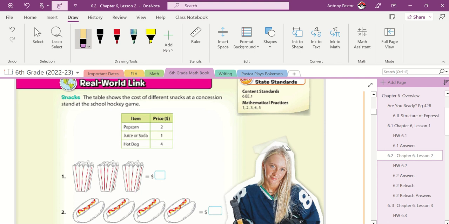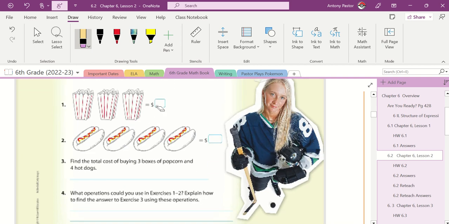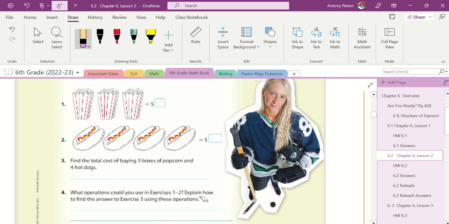The table shows the cost of different snacks at a concession stand at the school hockey game. Popcorn costs $2, juice or soda costs $1, and hot dogs cost $4. As we can see by this chart, somebody's buying 3 popcorns and 4 hot dogs. Find the total cost of buying 3 boxes of popcorn and 4 hot dogs. What operations could you use in exercises 1 through 2? Explain how to find your answer to exercise 3 using these operations.